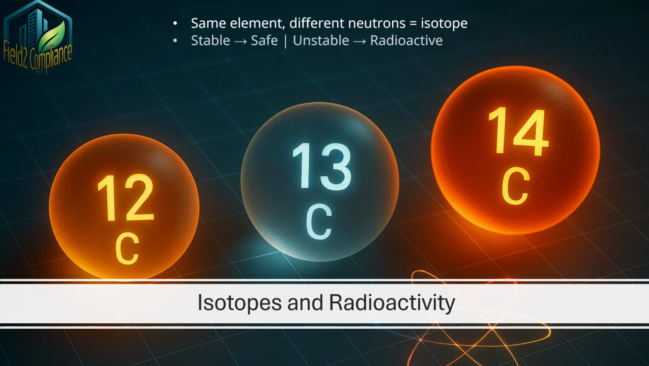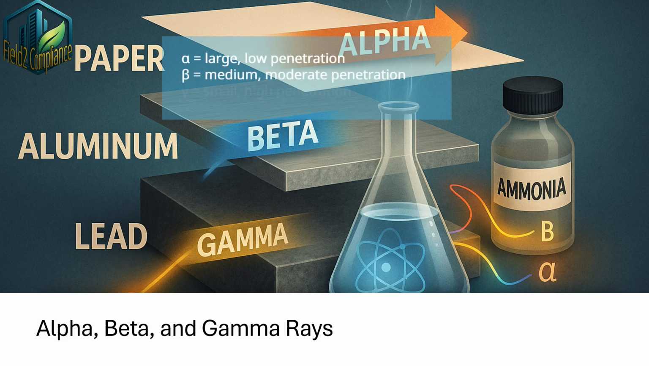Atoms of the same element can differ in neutrons. Stable isotopes last forever. Unstable ones decay and emit radiation. Carbon-14 dating or nuclear monitoring all depend on isotope science. Alpha particles are heavy and stop at your skin. Beta can pass through paper but not metal. Gamma rays, they're the most penetrating, used in power, medicine, and safety monitoring.